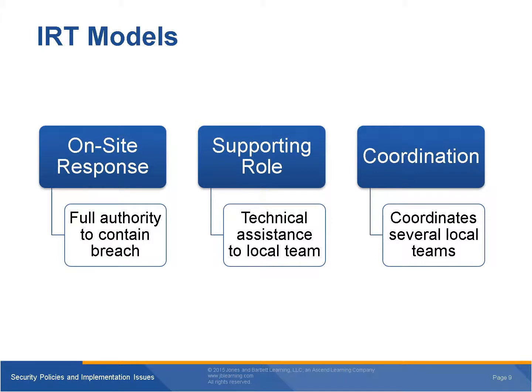The first step in writing a charter is to determine the type of IRT model to adopt. This part of the charter determines the authority, approach, and deliverable of the IRT. There are several types of IRT models. The IRT provides on-site response, where the IRT has full authority to contain the breach, or the IRT acts in a support role, where the IRT provides technical assistance to local teams in how to contain the breach, or the IRT acts in a coordination role, where the IRT coordinates among several local teams in how to contain the breach.